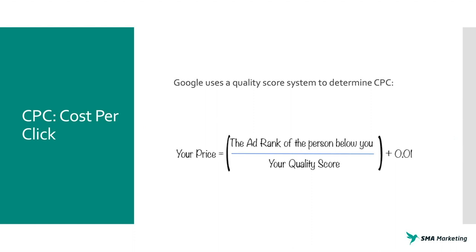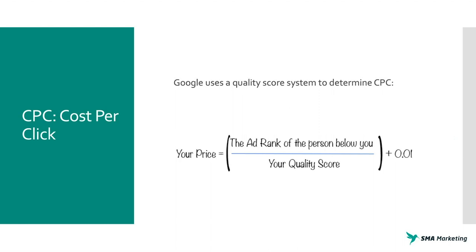So Google uses a quality score system to determine cost per click. They're going to look at your quality score, they're going to look at something called ad rank, and they're going to factor both of these in as well as your competition. This actually helps you if you have a better ad, a higher quality score than your competition. It's going to drive your price down and allow your dollar to go further.